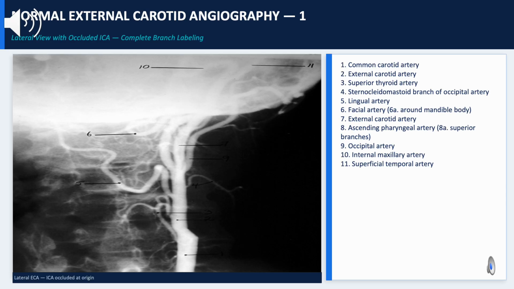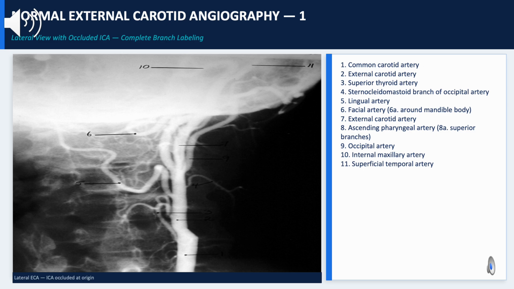This first external carotid angiogram is from a patient with ICA occlusion at the origin, a situation that maximally opacifies the ECA and makes every branch visible. Study the numbered labels carefully. Key branches to fix in memory: the superior thyroid artery, 3, is the first anterior branch and a common landmark. The lingual, 5, and facial, 6 arteries are the next 2.